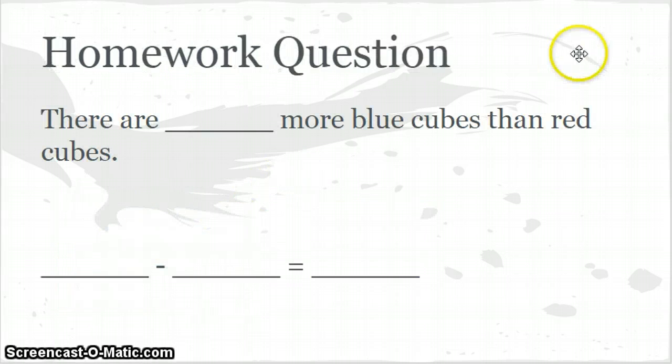So this is what your homework question will look like, more or less. There are blank more blue cubes than red cubes. So on this line, you're going to write the number that shows how many more blue cubes than red cubes there are. And then right here, you are going to write a subtraction sentence to show how many more blue cubes than red cubes there are. So I'll take you back to the next screen, have mom and dad pause it for you, and then you can look at the picture to help answer this question.